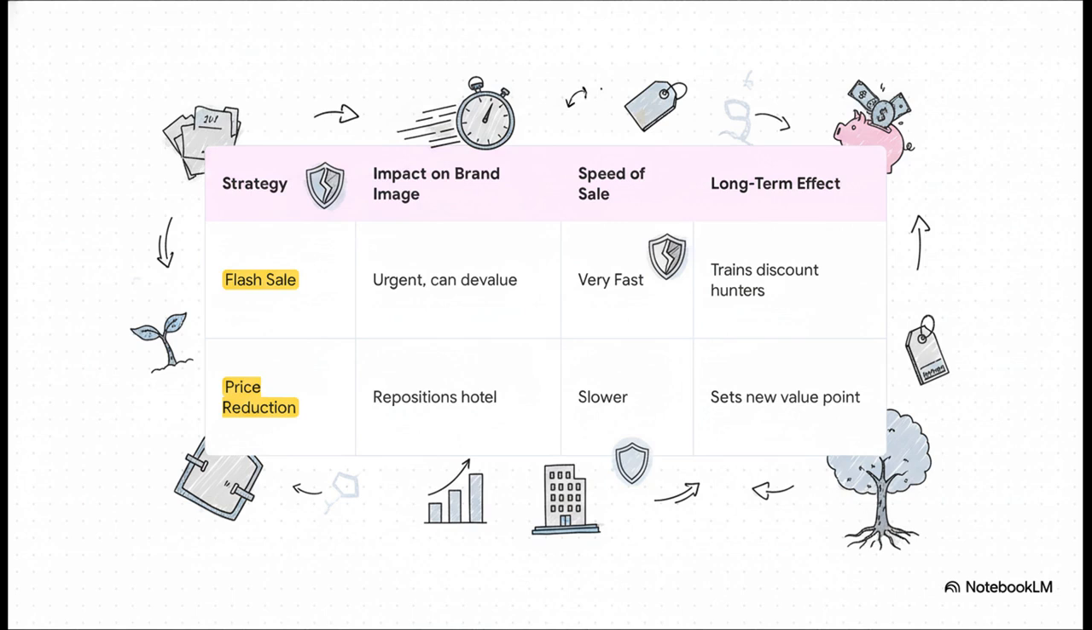It's a classic trap. Now, option 2, a permanent price reduction. This is a much slower, more strategic play. It repositions the entire hotel and sets a new, more realistic value proposition. But it's a whole lot harder to raise your prices again later. So the decision is absolutely critical. Are you going for a short-term cash grab that risks your brand, or are you strategically repositioning for the future?